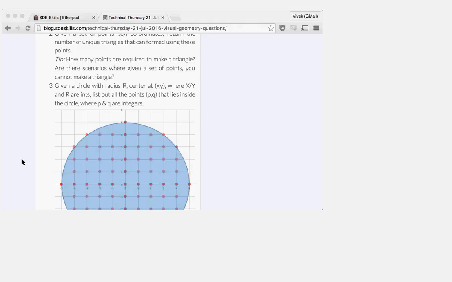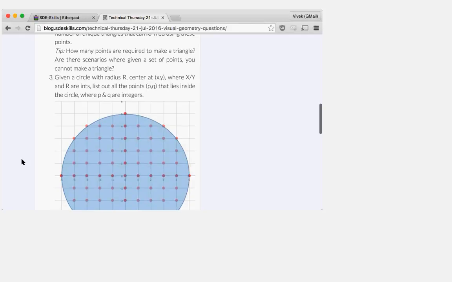So moving on to the next one, number 3: you're given a circle with radius r and center at x comma y. In the example that I've given here, the center is at 0 comma 0, but you can easily translate it anywhere. X, y, and r, all 3 are integers. I want you to list out all the points P and Q that lie inside the circle, where P and Q both are integers. How would you go about solving this?